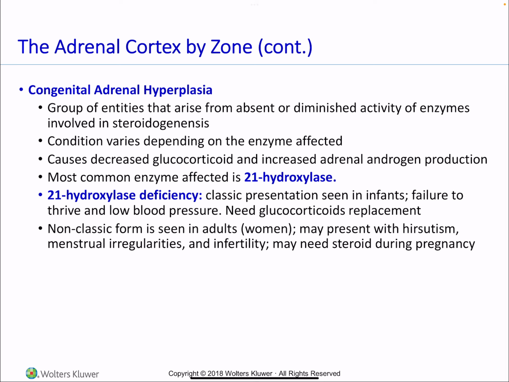There is also a non-classic form of 21-hydroxylase deficiency, and that's mostly seen in adult women. It may present with hirsutism, menstrual irregularities, and infertility, and these patients may need steroid during pregnancy periods. Hirsutism is when a patient has a lot of facial hair and a lot more hair all over their body than a normal person would.